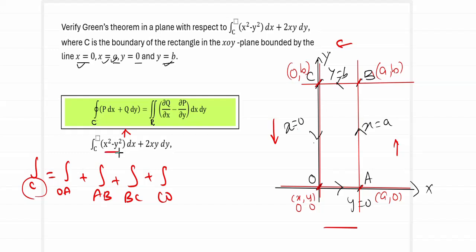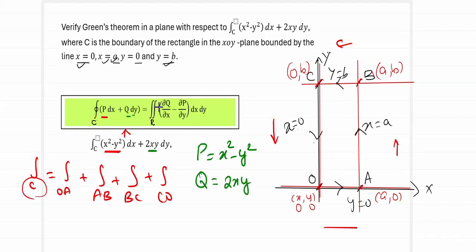What do we have in place of P? That is, along with dx, we have P. Attached with P dx, we have P. So what is my P? My value of P is going to be equal to x square minus y square. Now, what is attached along with dy will be referred to as Q. So which is my Q from over here? Q is going to be equal to 2xy. So now I have P, I have Q.